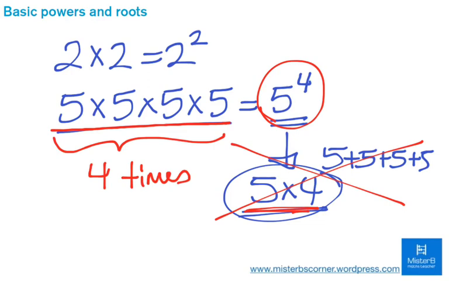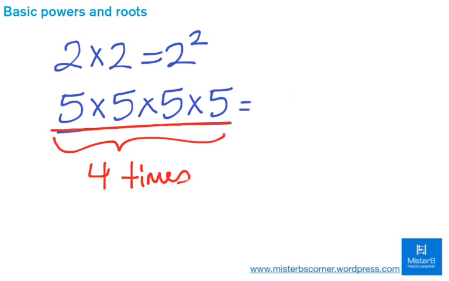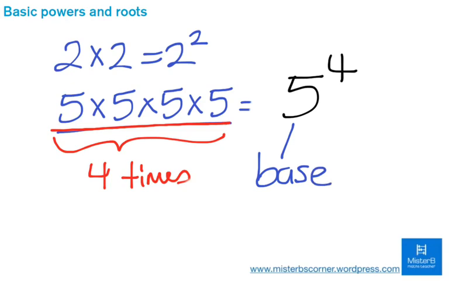That is very important. Now, when we say 5 to the power of 4, we should also know that 5 and 4 have special names. When I write 5 to the power of 4, 5 is called the base and 4 is called the power or index.